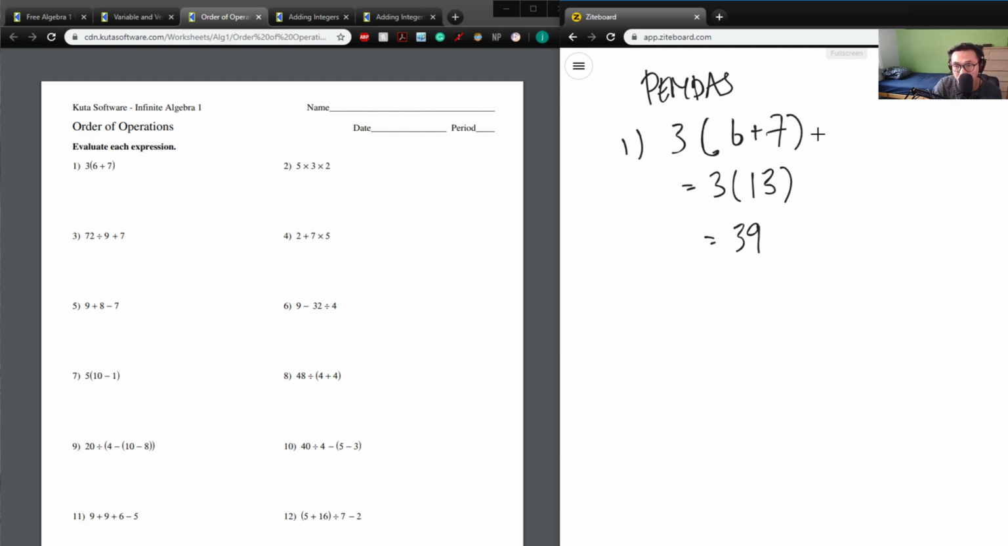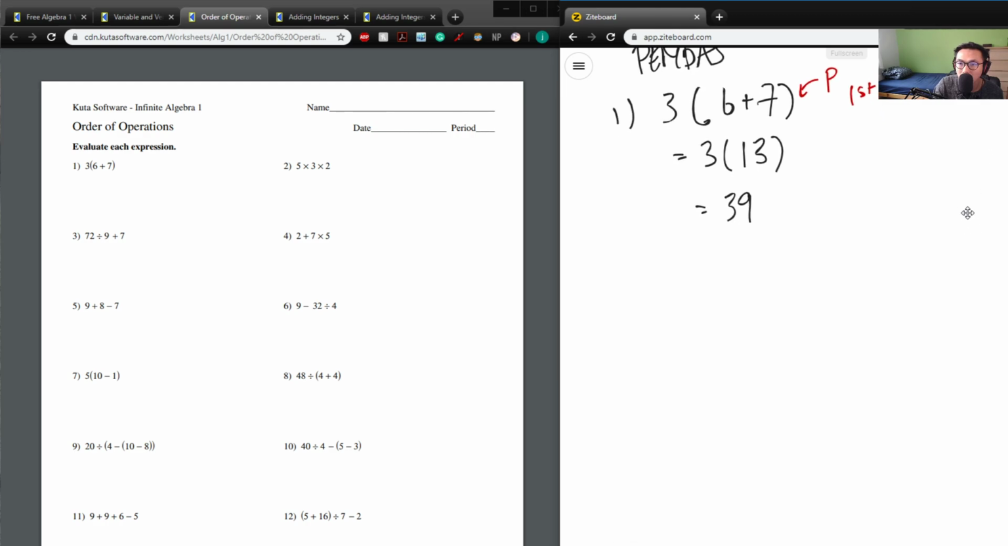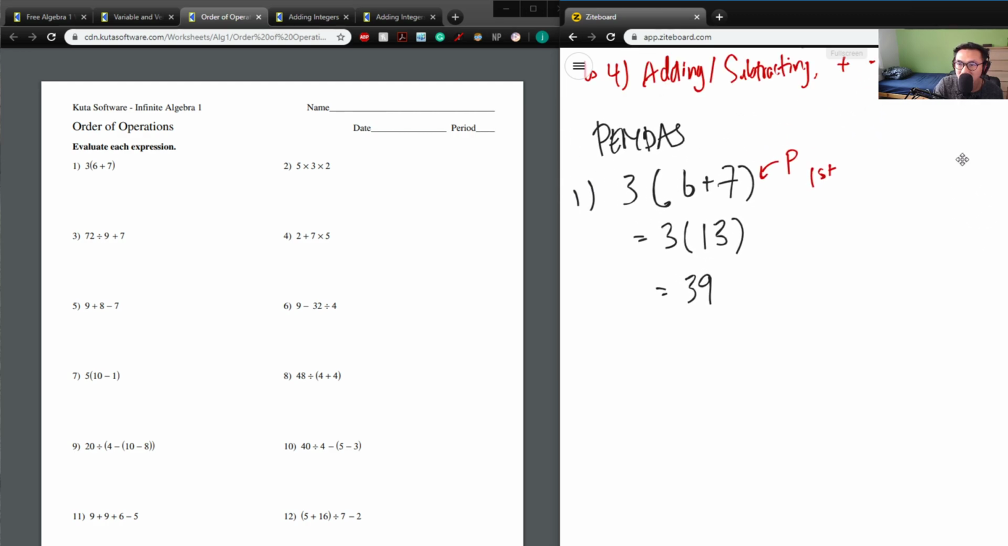So again, we're doing parentheses first. Remember, I'm going to do this in red. So this is P first. P is first. And then afterwards we do multiplication. So we don't do 3 times 6 plus 7. That doesn't fly. We've got to do the parentheses first. And as we do more examples and as we follow along, you're going to figure out that this is actually a pretty easy concept.